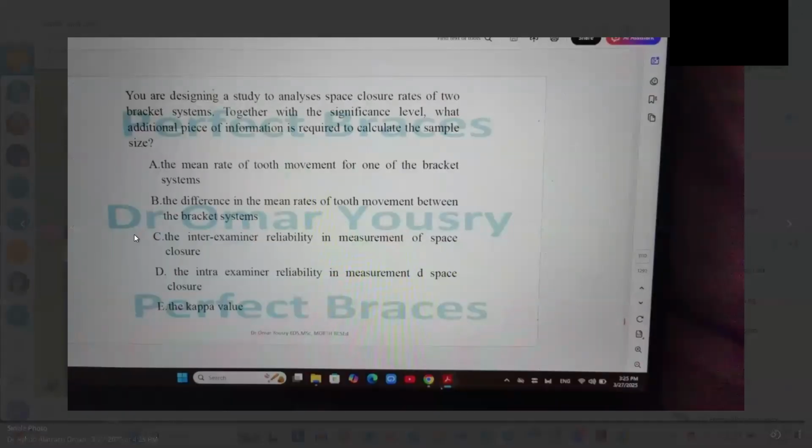You're designing a study to analyze space closure rate between two bracket systems together with a significance level. What additional piece of information is required? The mean, the difference between the mean rates. I think we decided for the B.